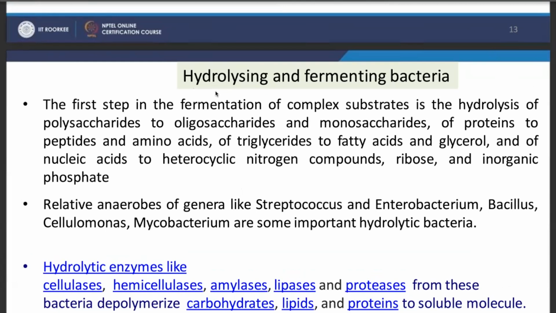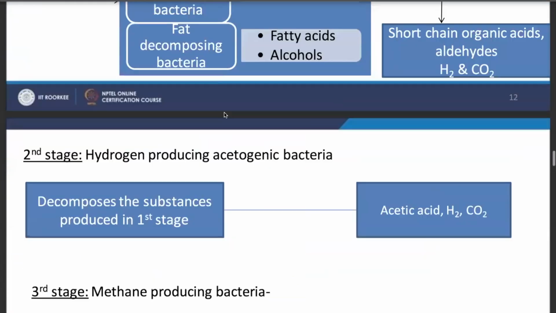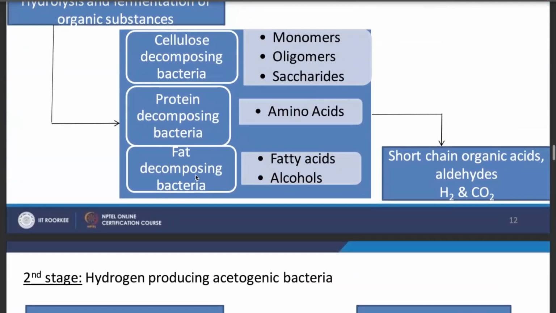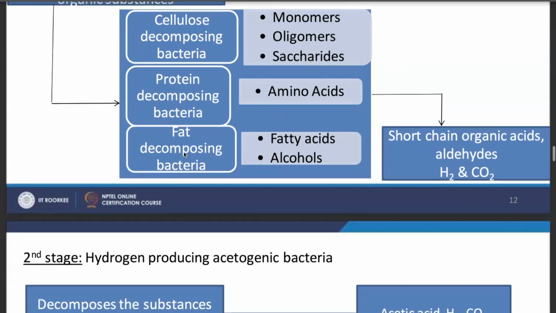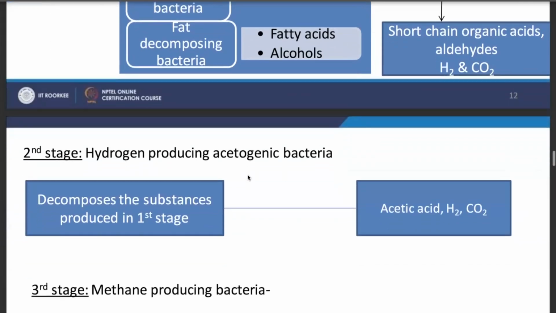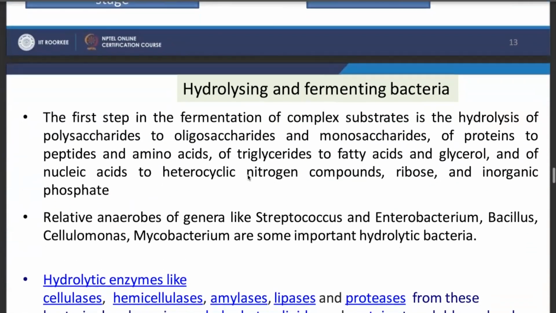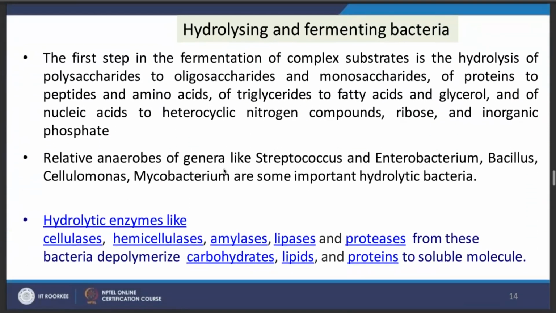Repeating myself again, hydrolysis and fermentation are the processes in which we convert complex carbohydrate, complex protein, or complex fats into their simpler forms. Carbohydrate you will convert into monomers, oligomers, or saccharides. Proteins you will convert into either amino acids or peptides. Fat you will convert into either fatty acids or alcohols, depending upon the type of fat which was available in your raw material or waste material here.